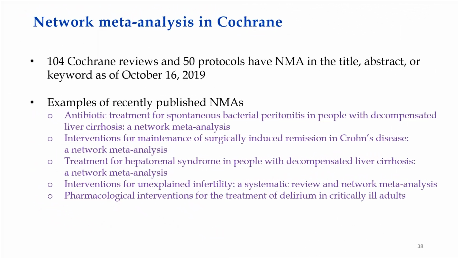Up to now in the Cochrane database, there are 104 Cochrane reviews and 50 protocols with a network meta-analysis title. Examples of recently published network meta-analyses are a comparison of antibiotic treatments for spontaneous bacterial peritonitis, interventions for maintenance of surgical induced remission in Crohn's disease, etc.